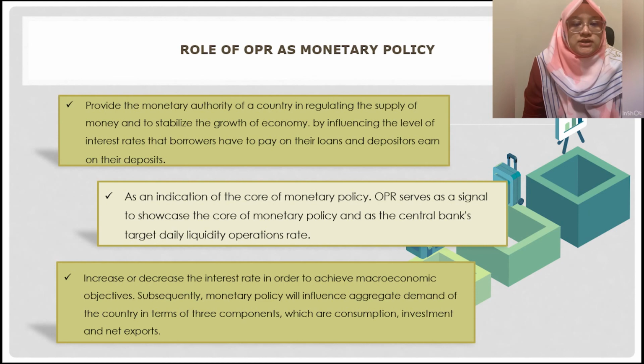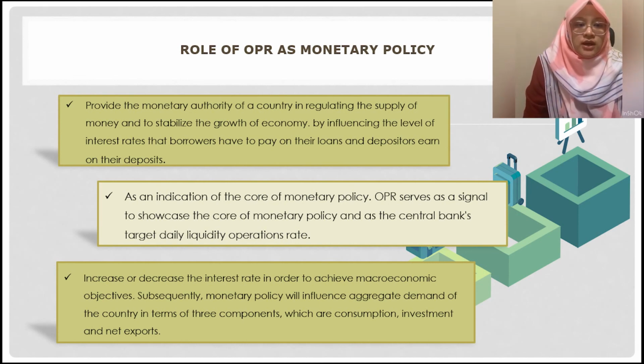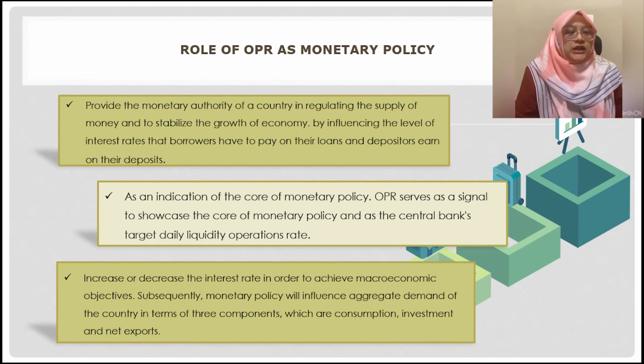The second one is an indication of the core of monetary policy. OPR serves as a signal to showcase the core of monetary policy and as the central bank's target for daily liquidity operation. So every change in monetary policy will be benchmarked for any changes in OPR, but also the primary reference rate in determining other market rates. Moreover, OPR is the benchmark for commercial loan and deposit rates. Lastly, increase or decrease the interest rate in order to achieve macroeconomic objectives.